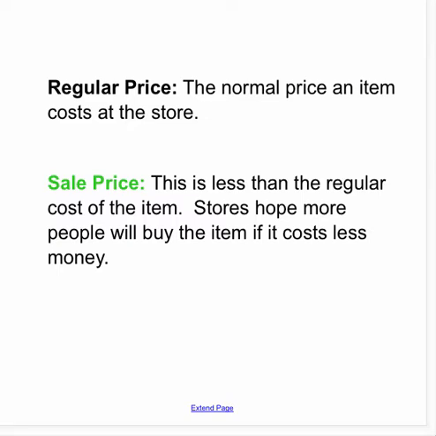We also have sale prices. A sale price means that it's less than the regular cost of the item. There might be a sign next to it with a special discount. There might be an ad that you see on the internet. There might be an ad that comes out with the Sunday newspaper. Stores try to let people know when they're having sales because they hope then that more people will buy the item if it costs less money.